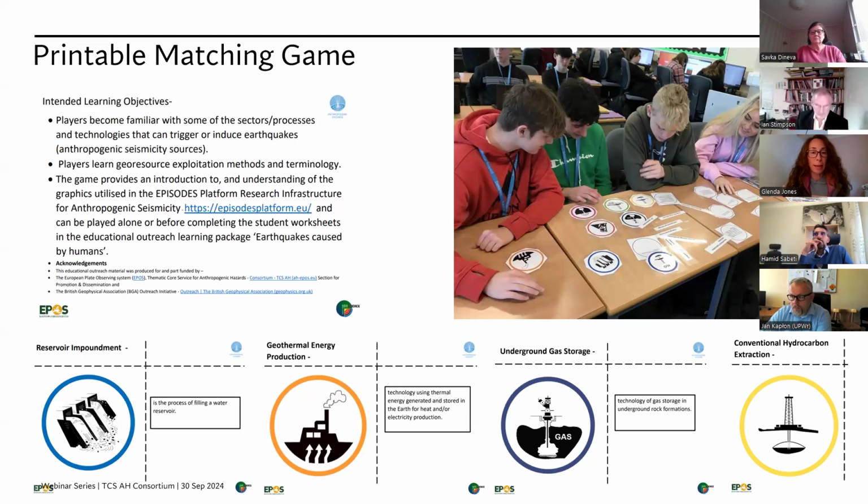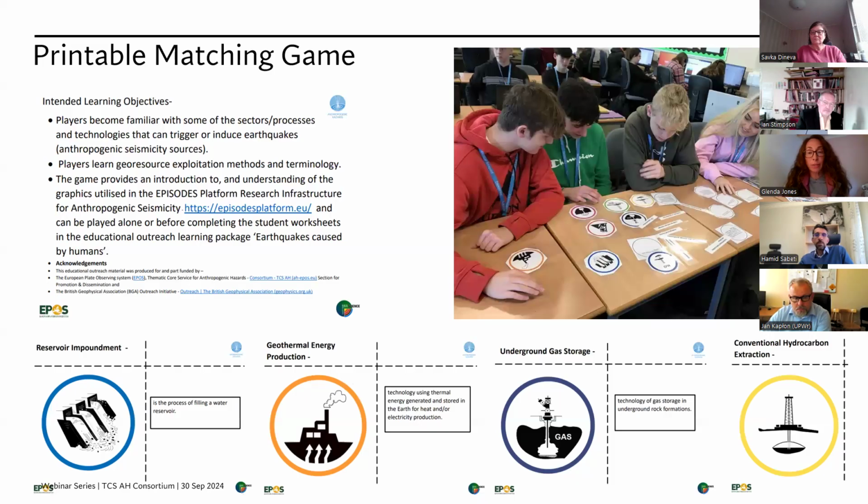So one of the first packages of outreach that was developed was this printable matching game. So you can see at the bottom just 4 of these graphics that are on the EPISODES platform. Each graphic represents the industry that could potentially trigger or induce earthquakes. And the game is very simple. Essentially, each of these graphics comes with a title and also a definition, but they need to be detached from each other and placed on a table face down for the students, either alone or in groups, to piece them back together correctly. So they have to use the graphics to help them with the definition and the title and essentially piece it all back together, this 24-piece puzzle.